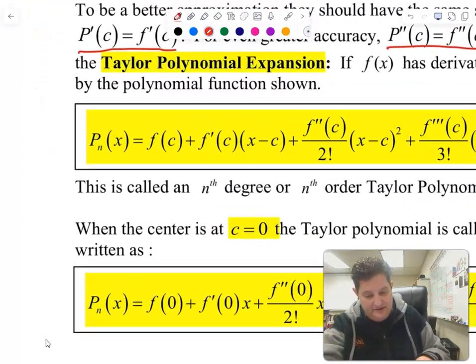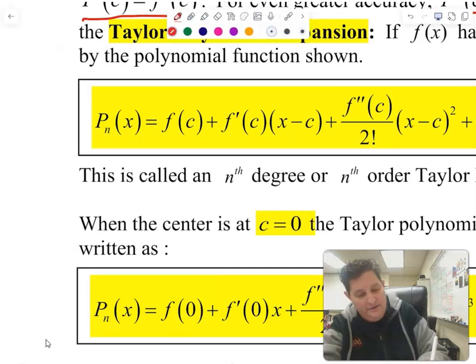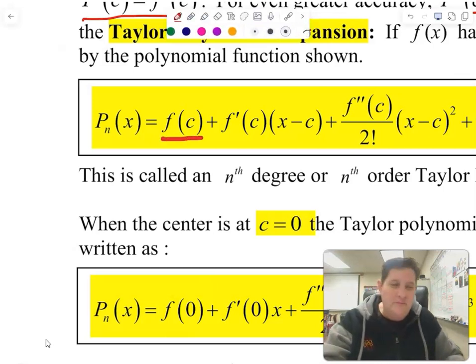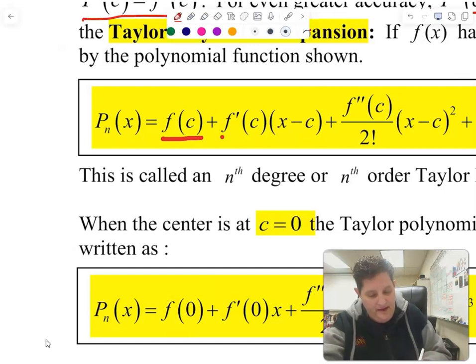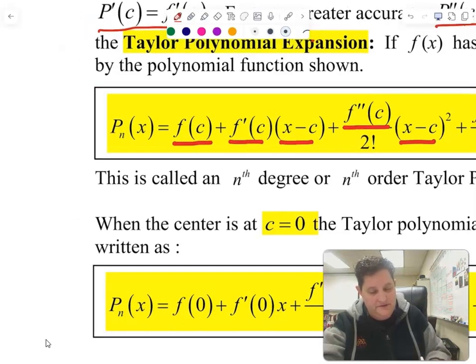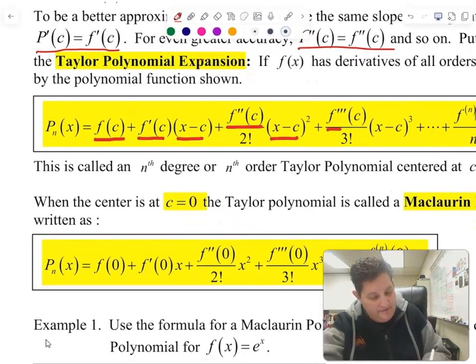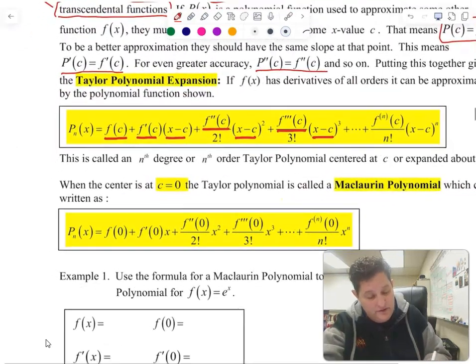Alright, check this out, guys. This is nuts. So we start with f of c. Alright, c is the point where we're going to center around. At the beginning, we're always going to do 0, and then we're going to expand out and do some other numbers. Then we go f prime of c, x minus c. Then we go f double prime of c over 2 factorial x minus c squared. F triple prime of c over 3 factorial x minus c to the third, and on until we go to the nth derivative over n factorial x minus c to the n.